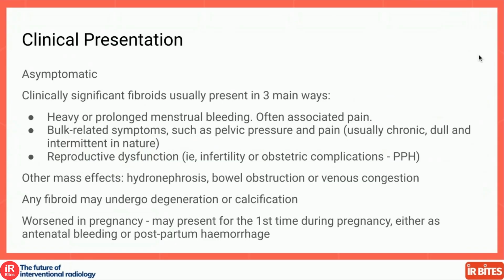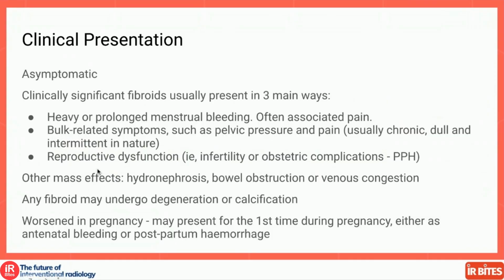And the third main way they could present is with reproductive dysfunctions. Predominantly that's infertility. We'll go on to which types of fibroids in particular cause that. And the other way it can present is with postpartum hemorrhage. So often you don't know that somebody has fibroids. When it comes to the delivery stage, they might have postpartum hemorrhage for an unexplained reason, and sometimes it may just be a fibroid that's causing that.